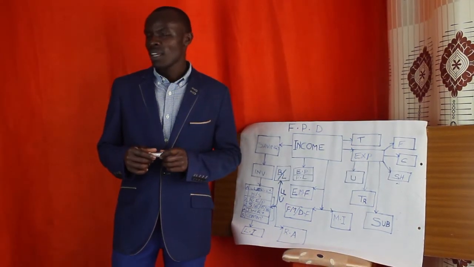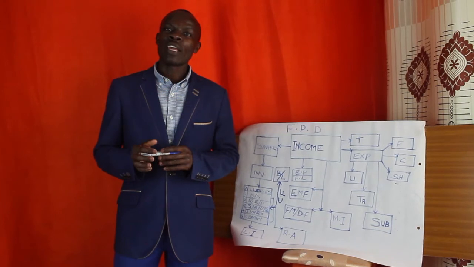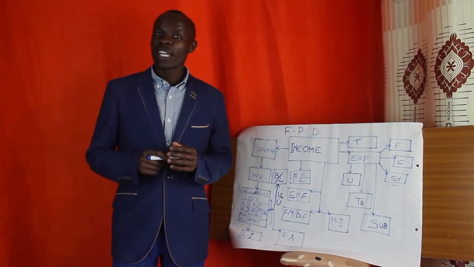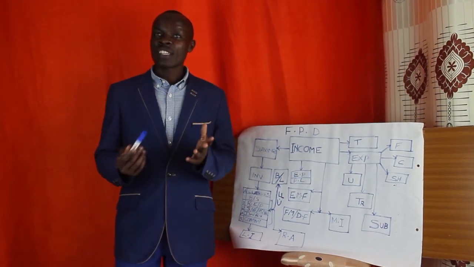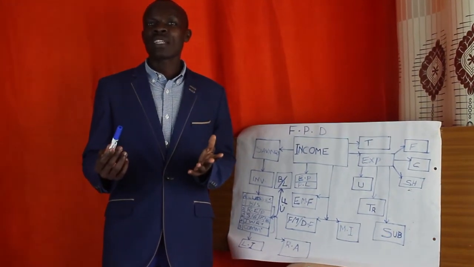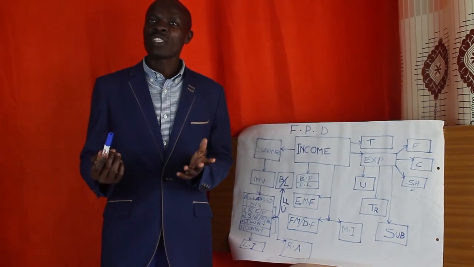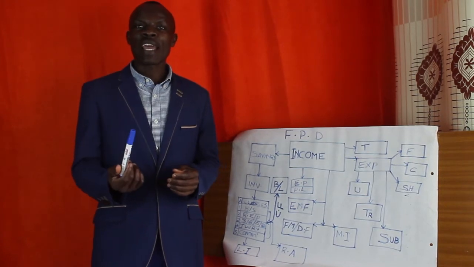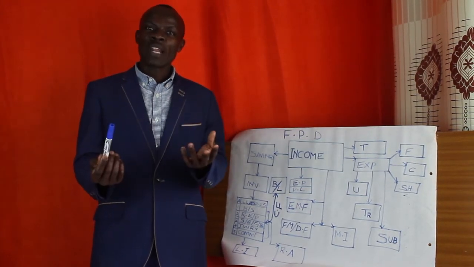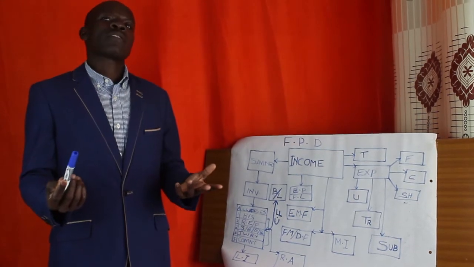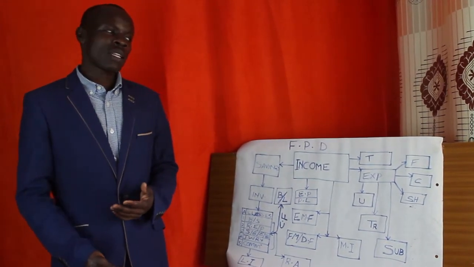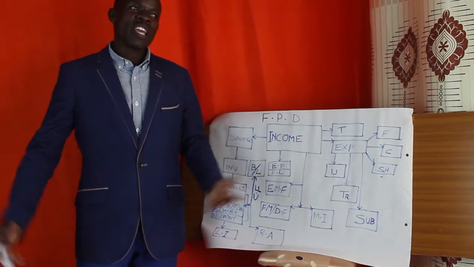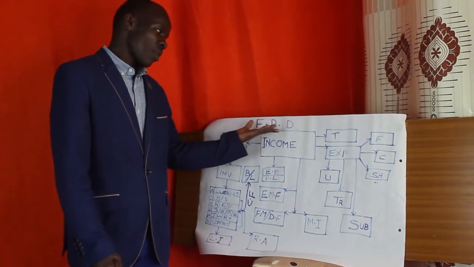My name is Emmanuel. I love simplicity, and for the longest time I have been trying to get models that are simple enough that even a 6-year-old child can understand. However, that hasn't been easy to find, and that is why I decided to come up with a simple diagram for financial planning that even a 6-year-old can understand. In simple terms, I have called it FPD, the initials for financial planning diagram.